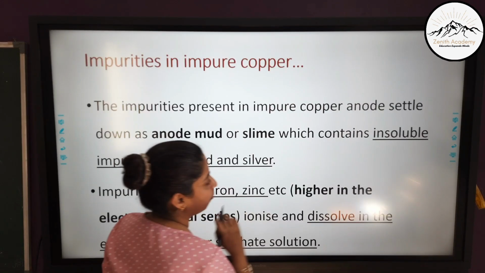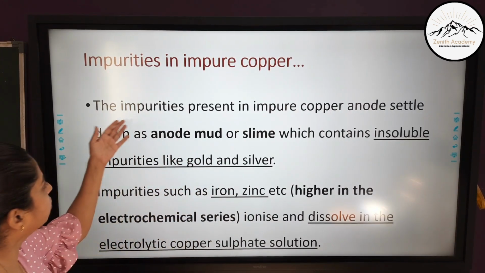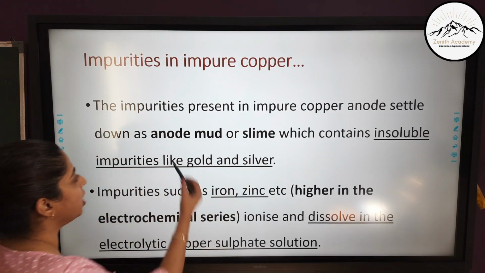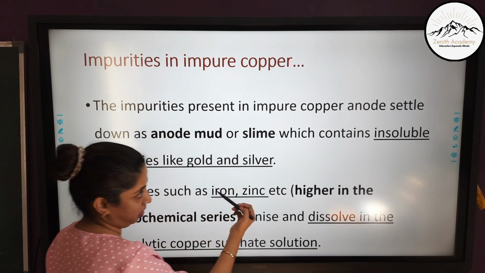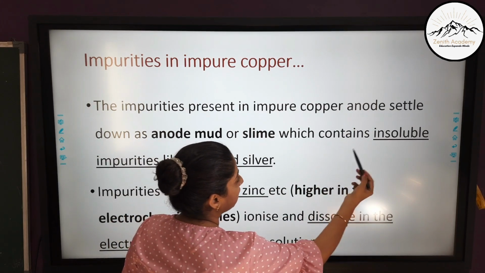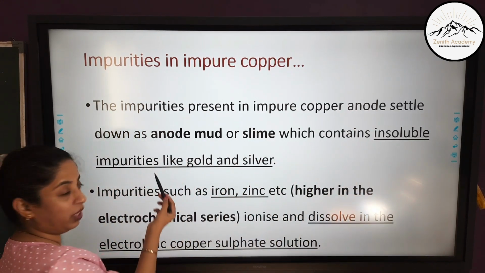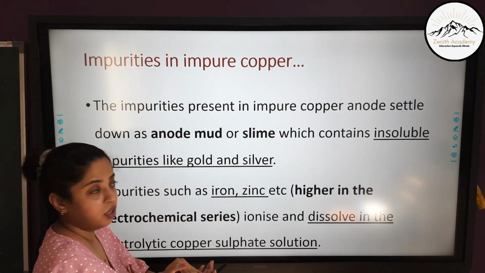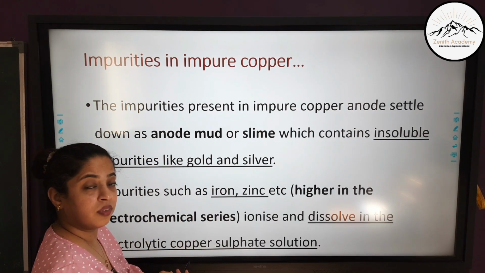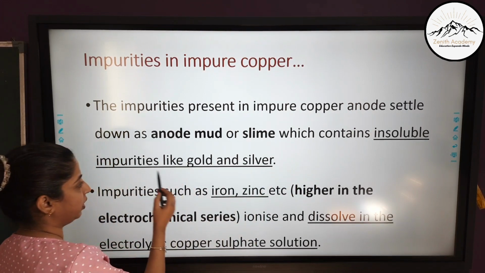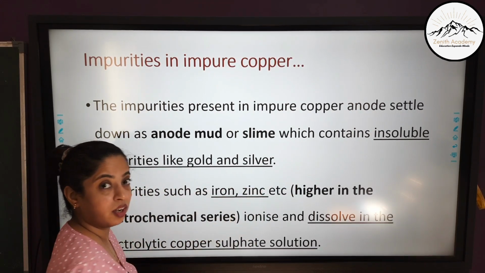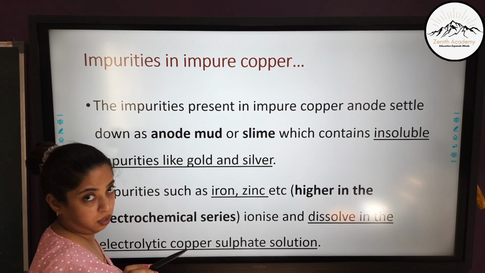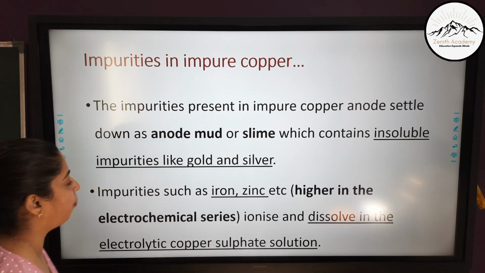Let's see which impurities are there. The impurities present in the impure copper anode settle down as anode mud or slime, as I told you. Now this contains insoluble impurities. The ones which will deposit below the anode, that is anode mud, will contain insoluble impurities like gold and silver. You have to remember the names. Gold and silver are insoluble impurities which are present in the copper anode.